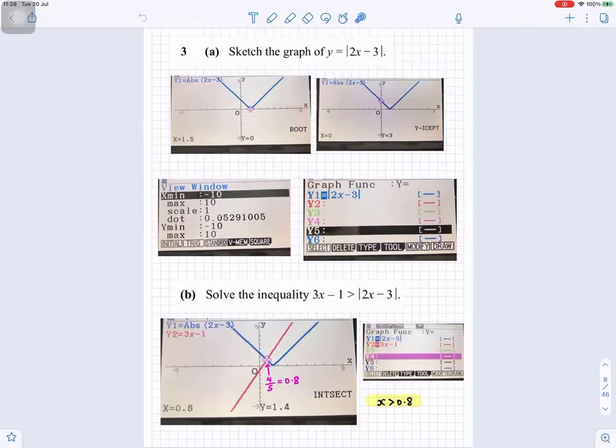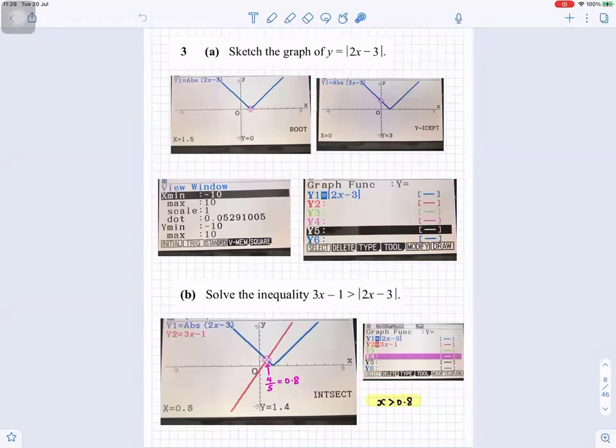And to find this point there, G-Solve, you find the minimum point. And with G-Solve on the graphics calculator, you find where it crosses the y-axis. x is 0, y is 3.